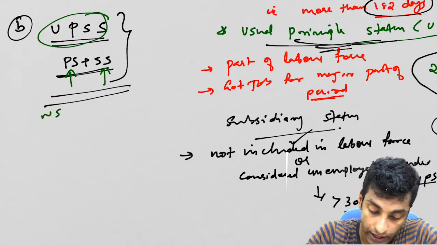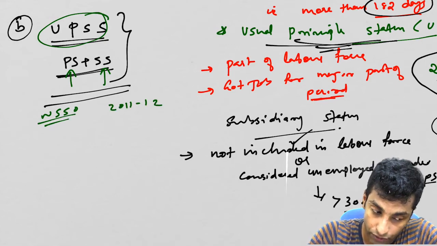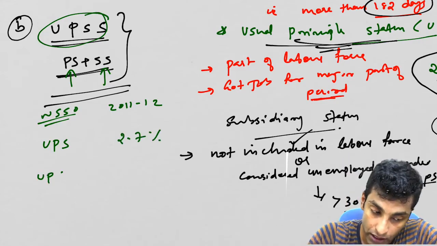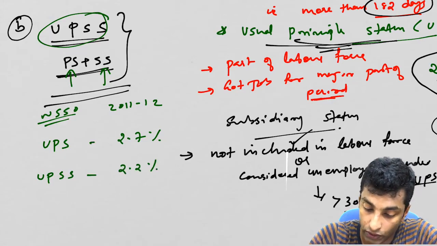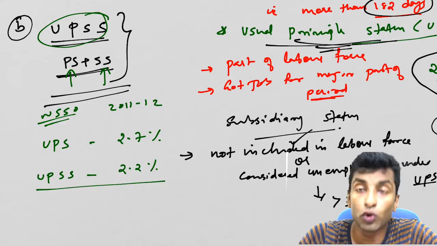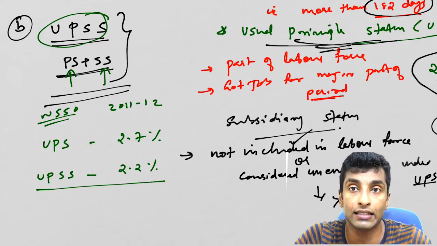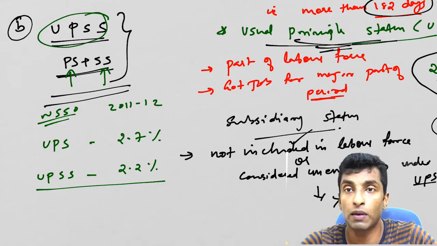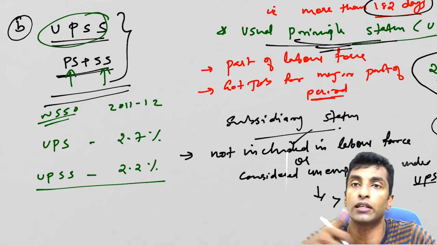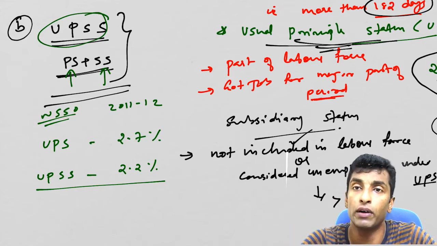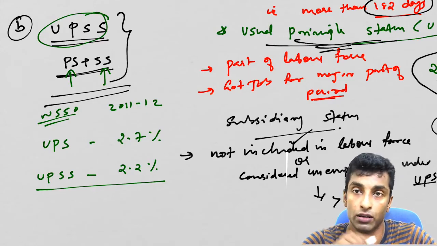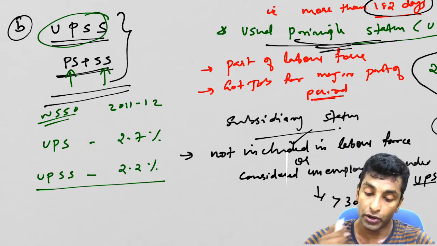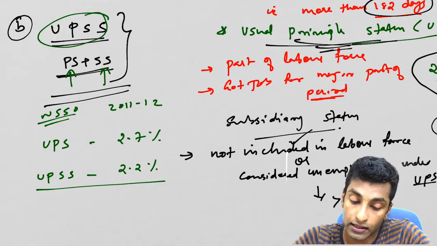Now I'll give you the NSSO survey data, 2011-12. Usual principal status 2.7% unemployed, and usual principal and subsidiary status 2.2% unemployed. Obviously, the unemployment rate under UPSS will be less than under usual principal status because you are considering those people who work for more than 30 days. Those people who are considered as unemployed under usual principal status can be considered as employed under subsidiary status. So obviously, unemployment in terms of percentage or numbers will be less under usual principal and subsidiary status, because you are combining both possibilities. I hope this is understood for all of you.